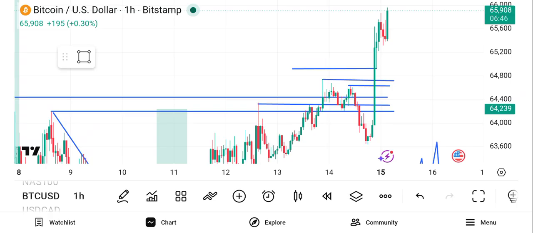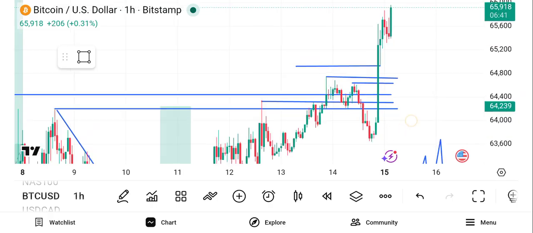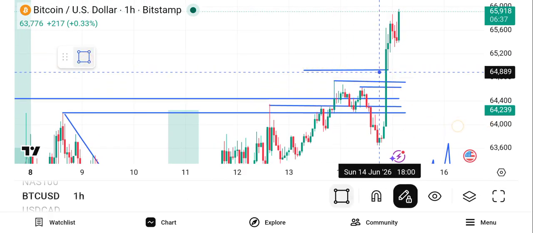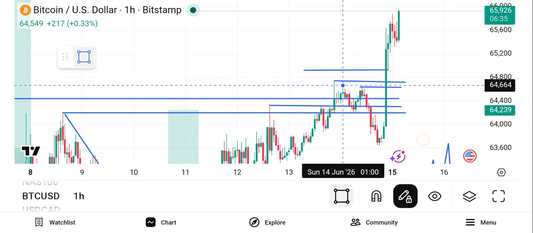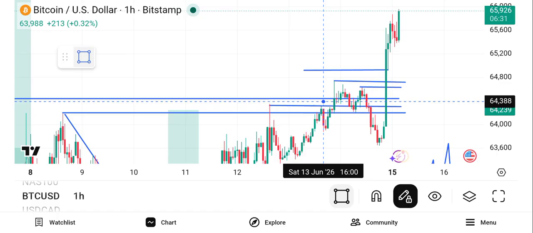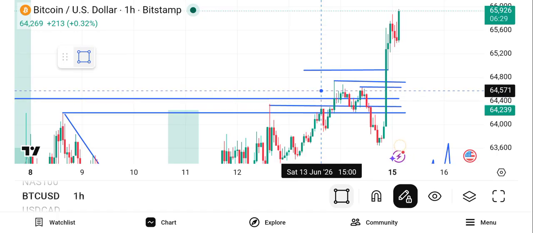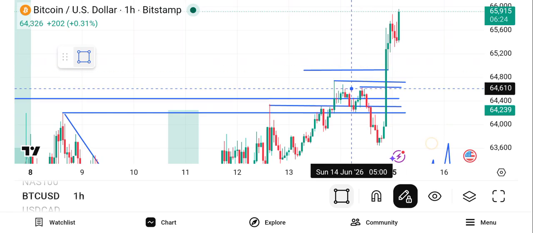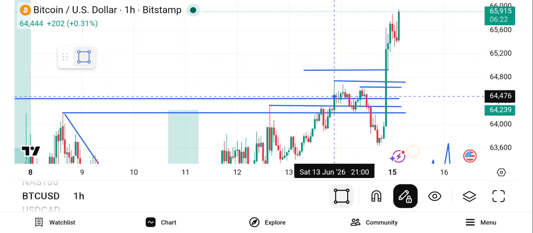The second rule says there must be an inducement. So we have our inducement here. The third rule says that you should mark all your possible points of interest. Now, in marking all your possible points of interest, mark the body of those candles. Mark the body of those points of interest.